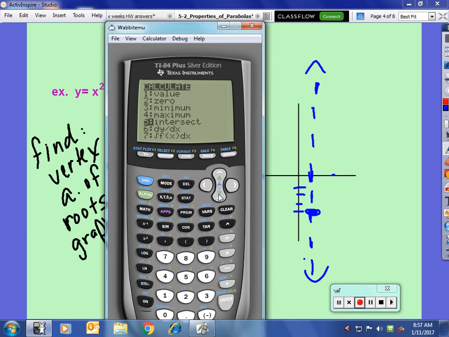Here's another place where kids make mistakes. They don't hit enter enough times. You have to make sure you hit enter every time it asks you a question. First curve, second curve, guess. Make sure you hit enter until you see the word intersection.